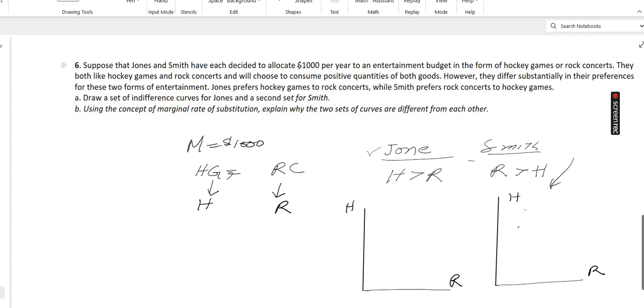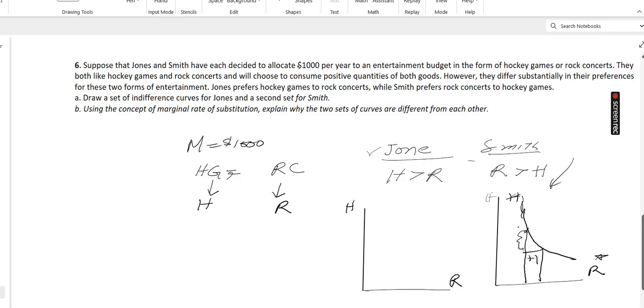If we look at Smith, look at this graph. Now this is more like a steeper one. Sorry, I'm not able to make a good graph. But if you just look at the rate of substitution there, suppose this shows 1 unit of R, so this distance shows the amount of sacrifice Smith wants to make in order to get 1 more unit of R, given the fact that he likes R over hockey.